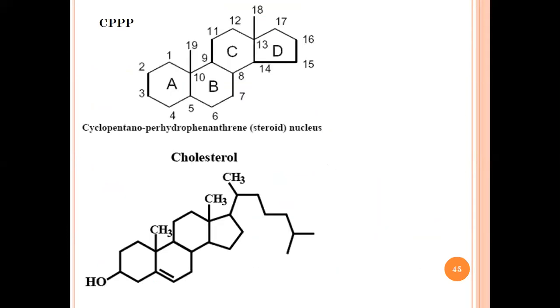Okay, so this is again a typical steroid nucleus and the very commonly known steroid, that is cholesterol. अगर किसी को कुछ डाउट है, कुछ पूछना है, you can ask me right now. No, so I will ask you.